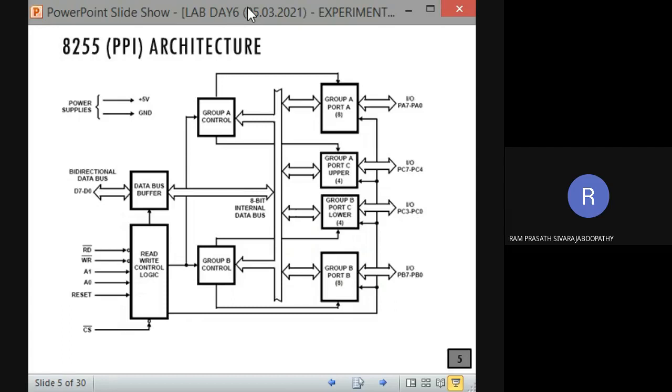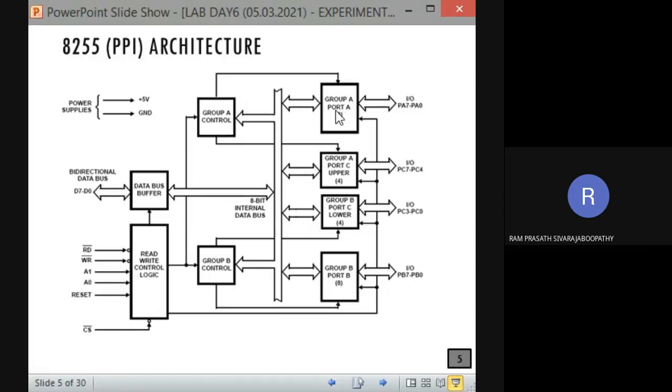So this is the architecture diagram of 8255. Here you can see the 8255 architecture diagram. Fine? So totally we are having 3 ports: Port A, port B, and port C. You can see it. We have already told group A control, group B control. We are having 2 controls to configure these 3 ports. So group A control: port A and port C upper, and group B control: port B and port C lower. Fine? You can see it in the diagram.